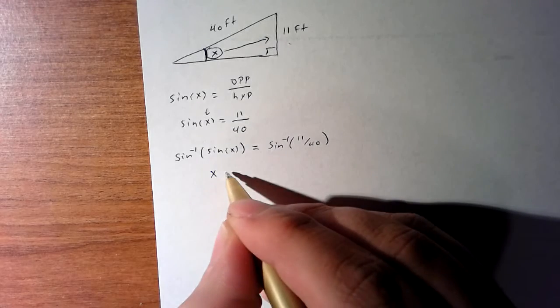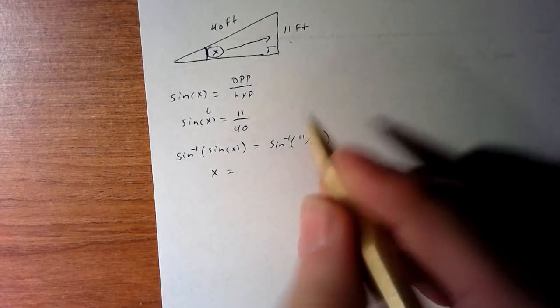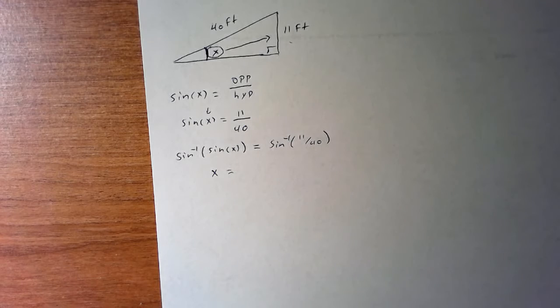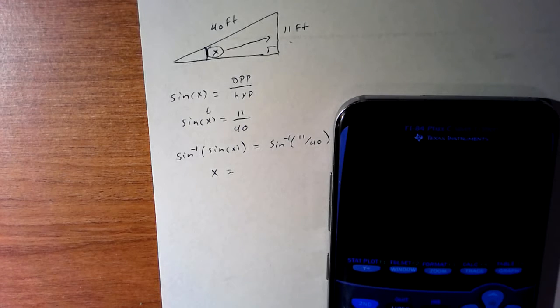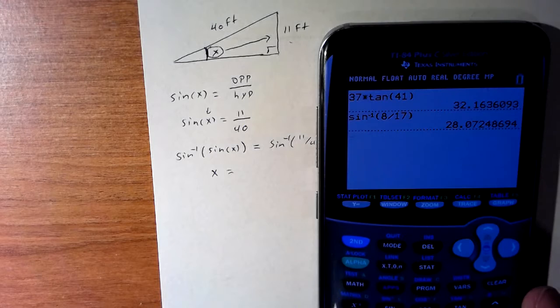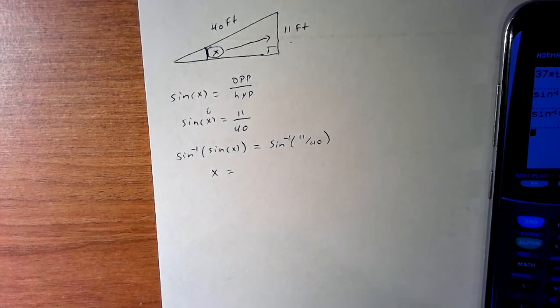Alright, so here we get x equals. Now this part we can type in the calculator. I'm going to show you how to do that here. On the calculator, second, then sine, 11 divided by 40. Close the parentheses, hit enter, and we get 15.96. Now I believe we have to round this. Let's see, it doesn't say what to round it to. It doesn't give us a rule for rounding, so we just have to find the one that is going to be closest to it.